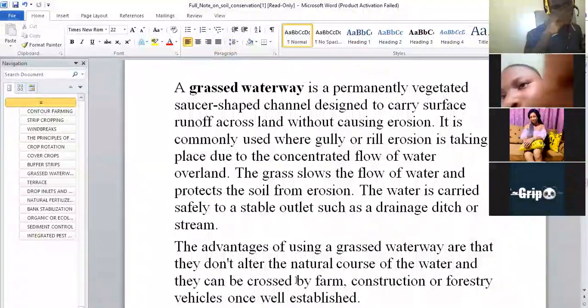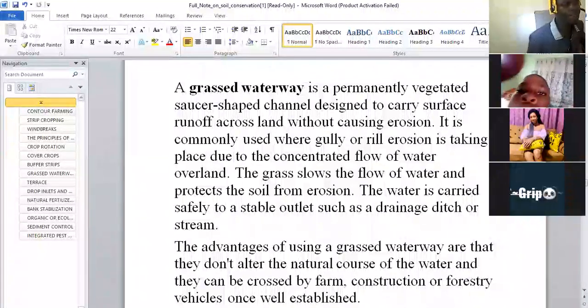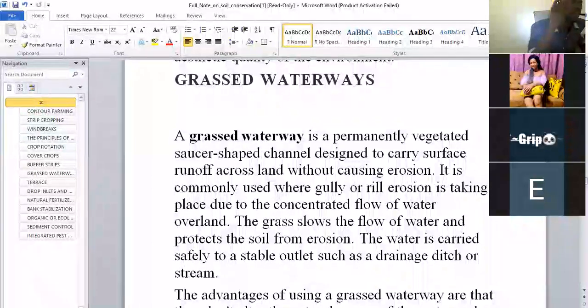The other process is creating a grassed waterway. What that means is that if your farm is at a location where water passes when it rains, what you do is that you deliberately allow grasses to grow along the waterway, or you intentionally plant grassy crops such as rice or wheat or millet or sorghum in the waterway. Now, the grass in the waterway will reduce the speed of the runoff. Did you get that?